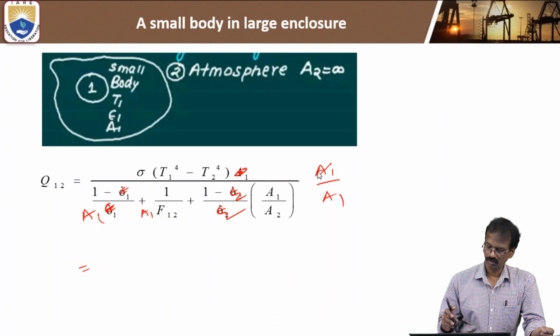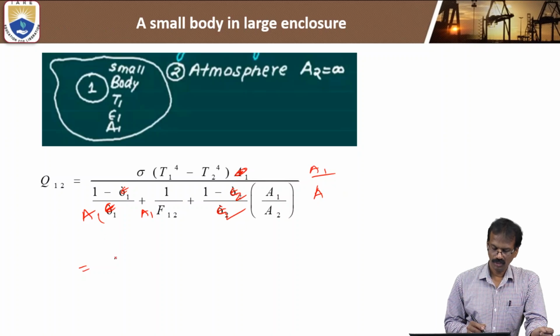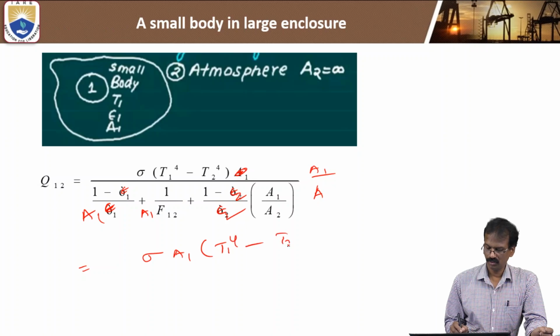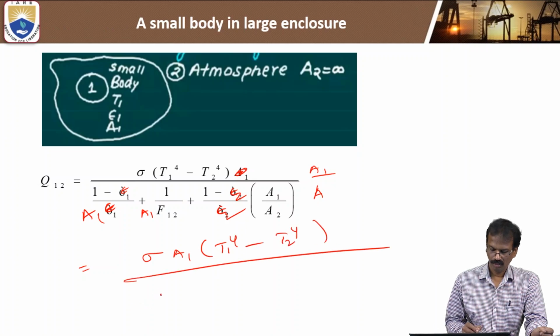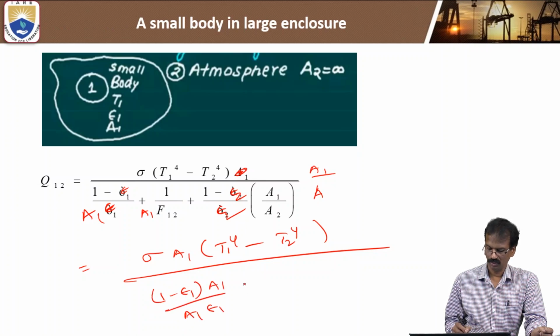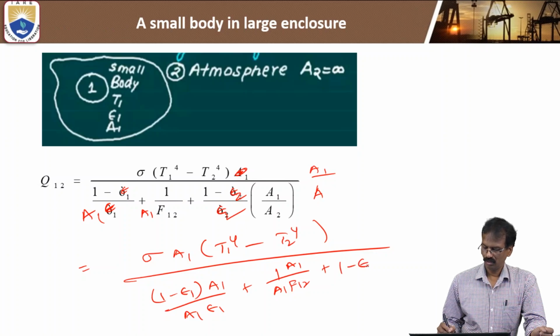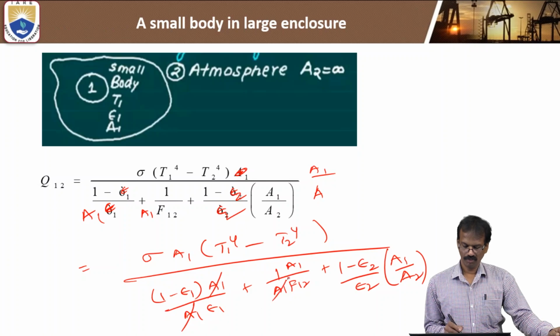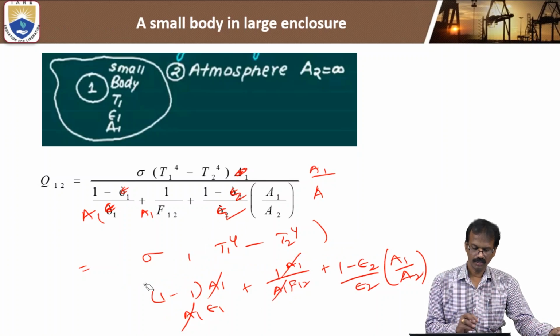So if you multiply by A1 by A1, we get sigma A1 into (T1 to the power of 4 minus T2 to the power of 4) divided by (1 minus epsilon 1) into A1 by (A1 into epsilon 1), plus 1 by (A1 F12) into A1, plus (1 minus epsilon 2) by epsilon 2 into A1 by A2. This A1 will be cancelled, this A1 will be cancelled, so finally we get this formula.